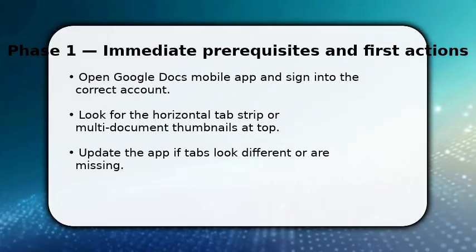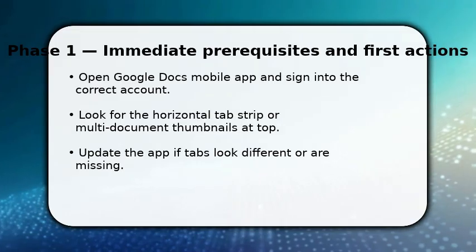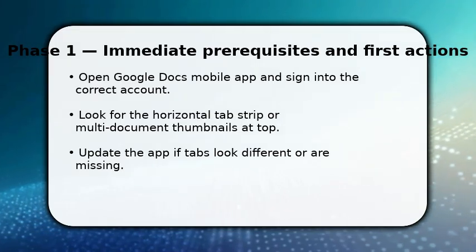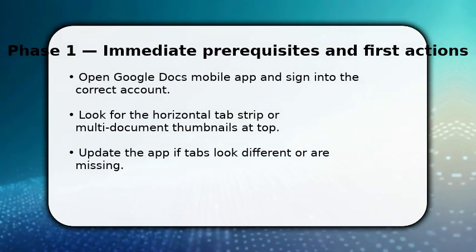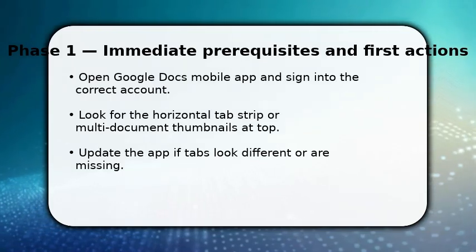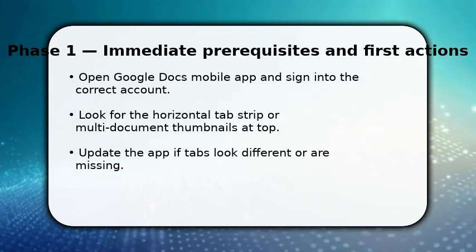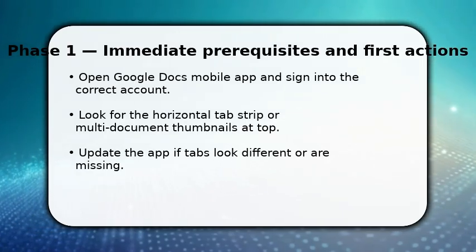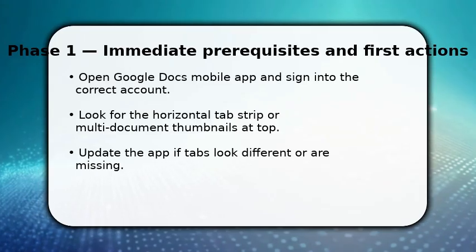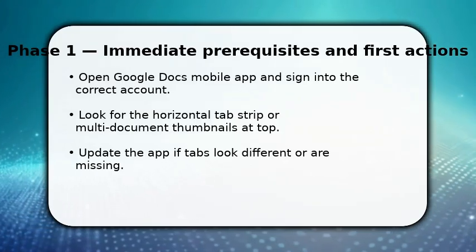You start by opening Google Docs and confirming you're in the right account. This matters because settings are per account. Once the app is open, look for the small horizontal tab strip or a row of document thumbnails at the top of the screen. That's the tab area. If you don't see it, make sure the app is updated. Older versions show different layouts.